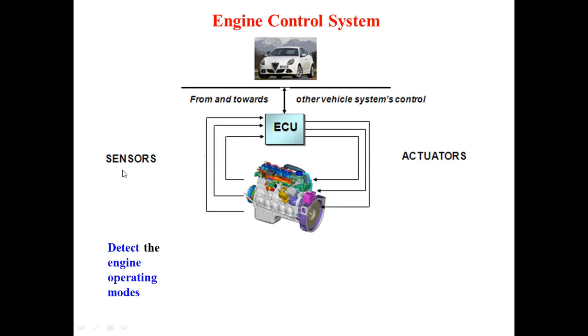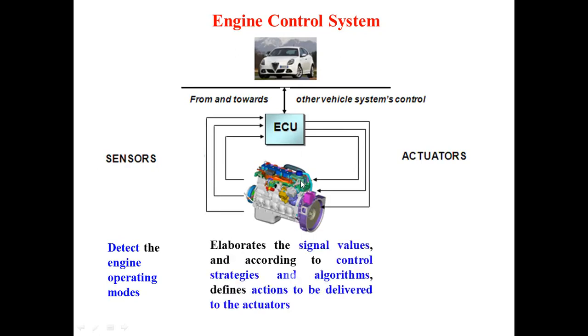So here, the sensors which we are fitting on this engine detect the engine operating modes, whether it is starting, whether it is idling, whether it is cruising. So these particular sensors detect the engine operating conditions or modes. Now here, after sensing, this information is given to the ECU.